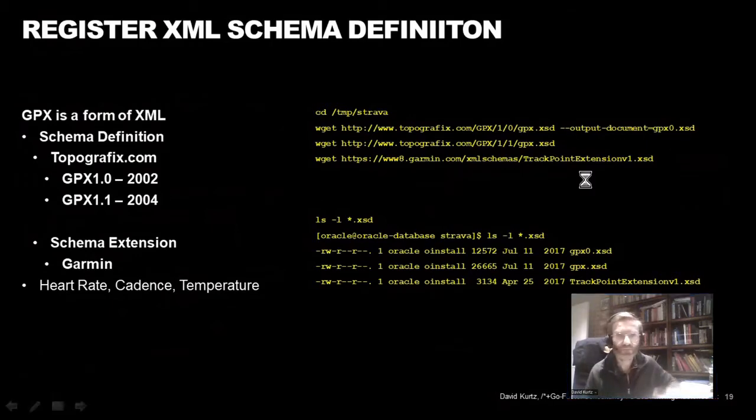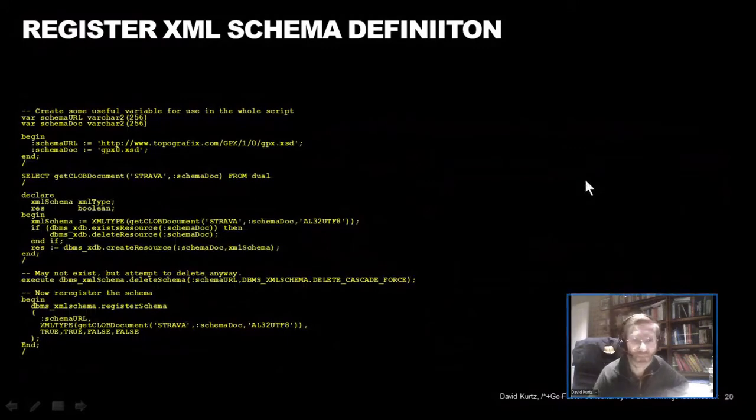But so I'm going to download these XSD files. That's where the schema definitions are, and I'm going to load them up as an XML document, and then I'm going to create the schema in Oracle.